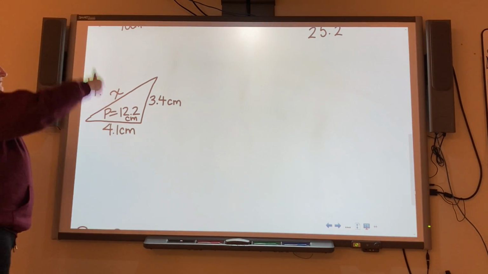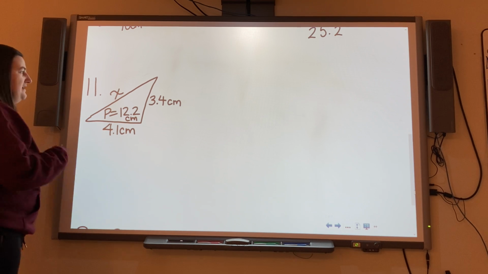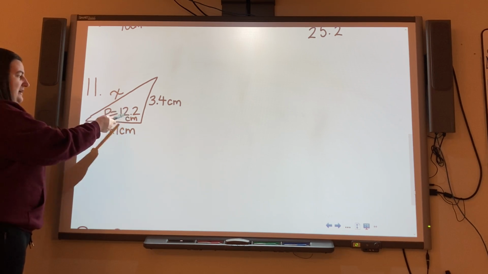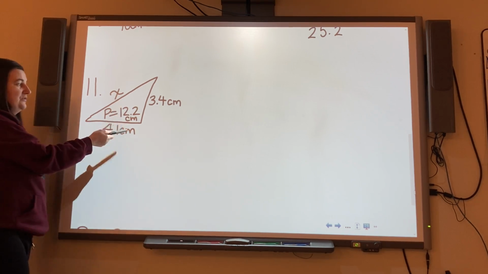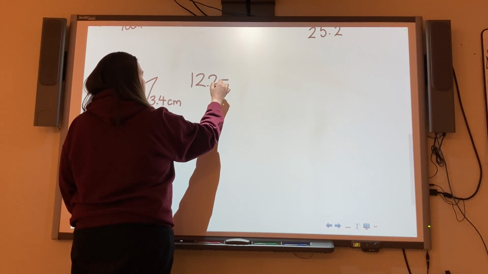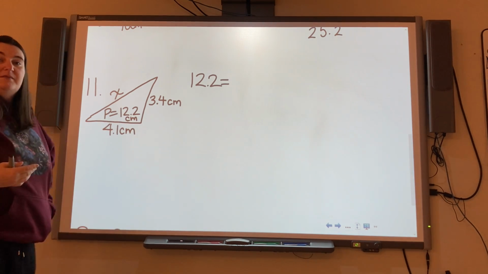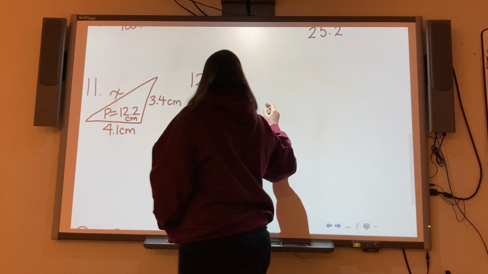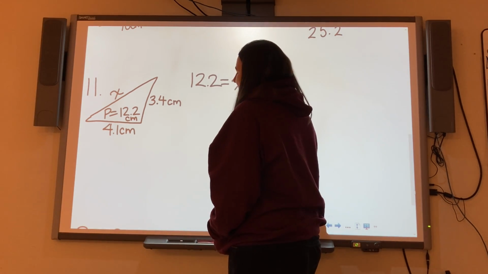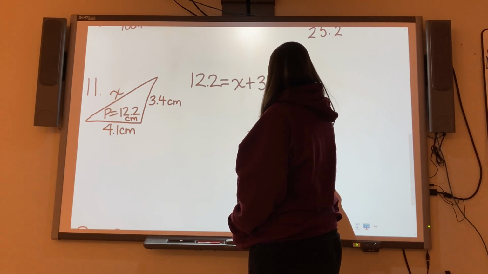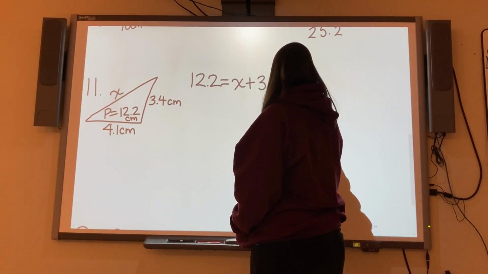Normally, like we just did with number 5, you write P equals, but I'm not going to write P equals today because I already know what the P is. The perimeter is 12.2. So instead I'm going to write 12.2 equals, because I already know how much the perimeter is. We've got our missing side x, plus 3.4 plus 4.1.